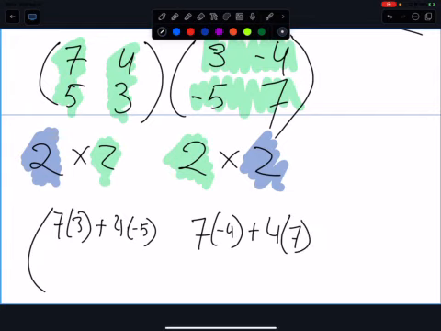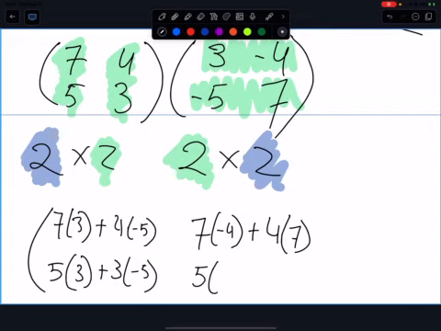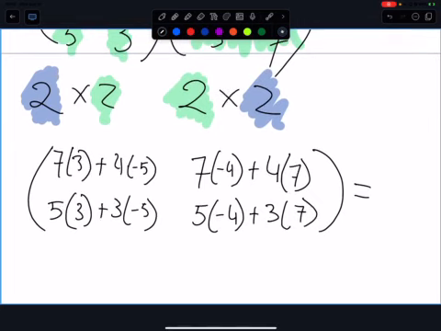And you go to the bottom. 5 times 3 plus 3 times minus 5. That's left bottom. The right bottom: 5 times minus 4 plus 3 times 7. And that is how you continue. Bam, bam, bam, and then until you get the answer.